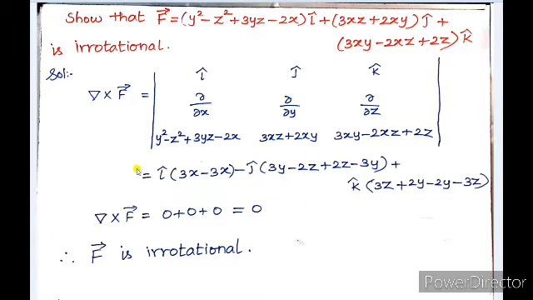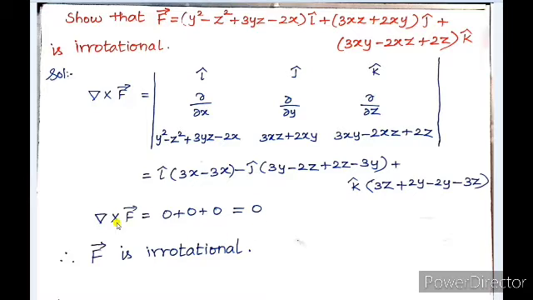Answer 0 plus 0 plus 0. See here, 3x minus 3x is 0. Likewise here, 3y minus 3y minus 2z plus 2z, so the answer is 0. Here, 3z minus 3z plus 2y minus 2y, so on simplification the answer here is also 0. So all 3 terms are 0, so the answer is equal to 0 only.